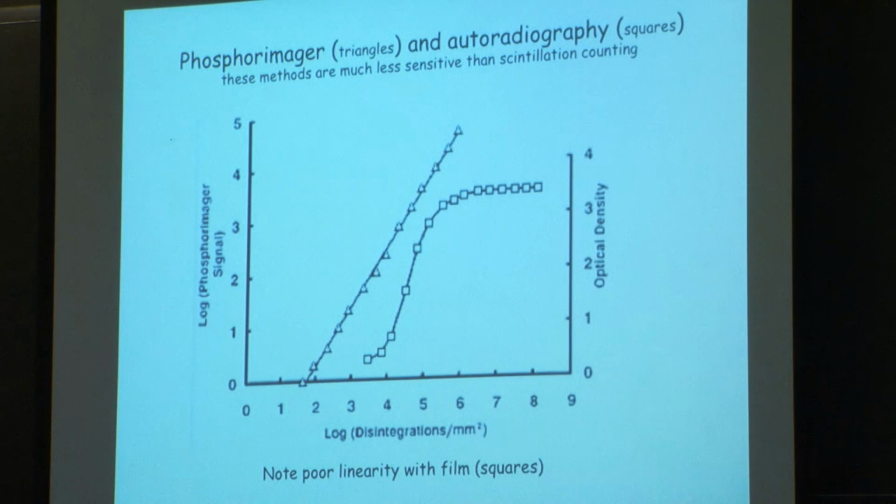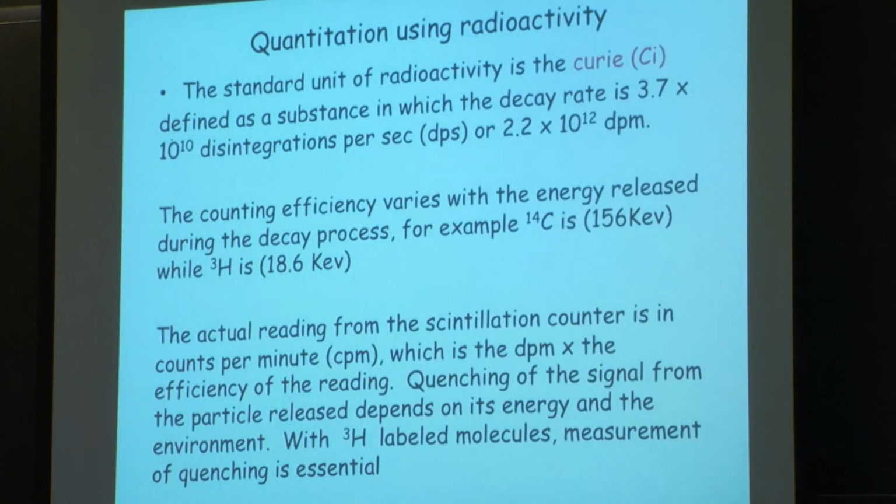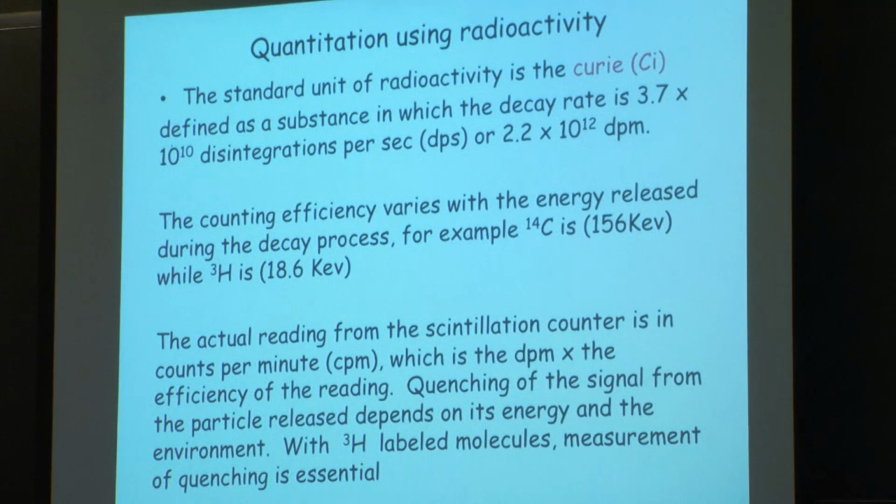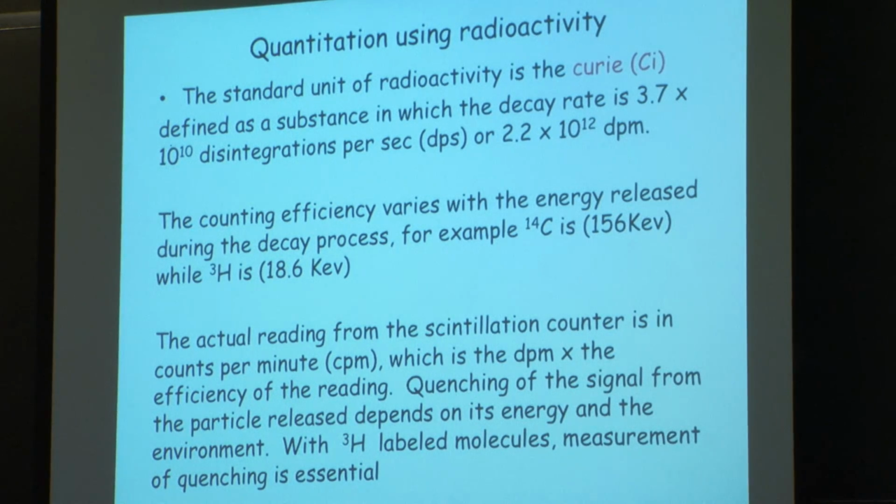So you had non-linearity, so that was really hard to do quantitation. So phosphor imagers have revolutionized what you can do in terms of analyzing TLC or gels, like Liz talked about today in class. Okay, so what we need then is a quantitative way of actually measuring radioactivity.